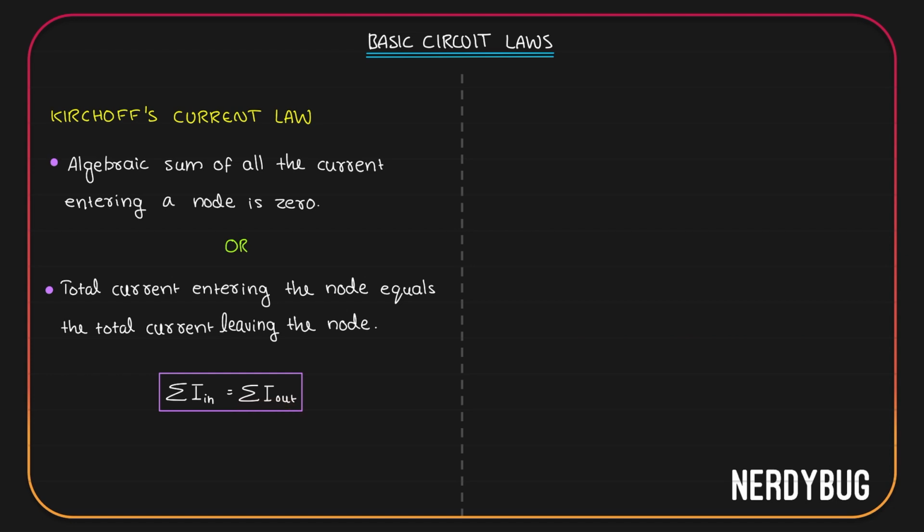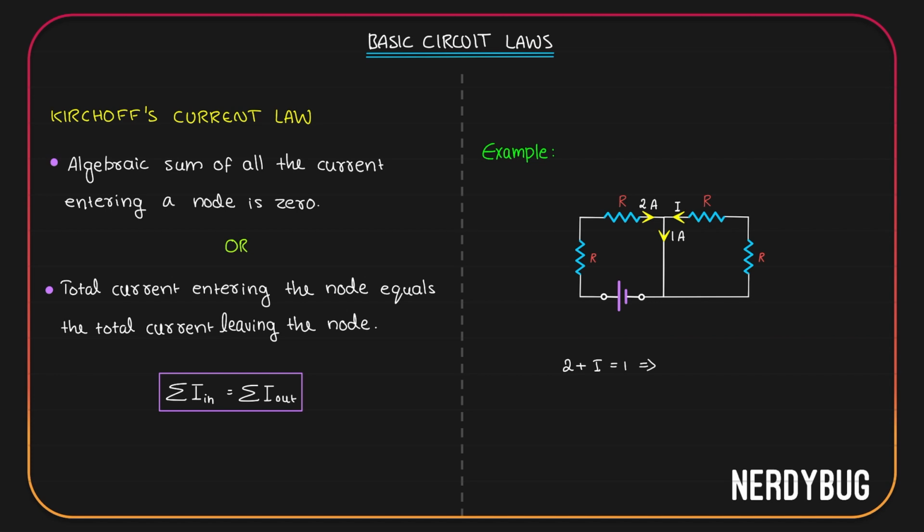Let's take an example. Consider the node over here. This is 2 ampere, this is 1 ampere, and this is I. We have to find the value of I. 2 ampere is coming into the node, I is coming into the node, but 1 ampere is going out. So we can write 2 plus I should be equal to 1, which means I is minus 1 ampere. We got negative 1. That means the magnitude of I is 1 ampere, but the direction of I is not this. It is actually going out of the node.